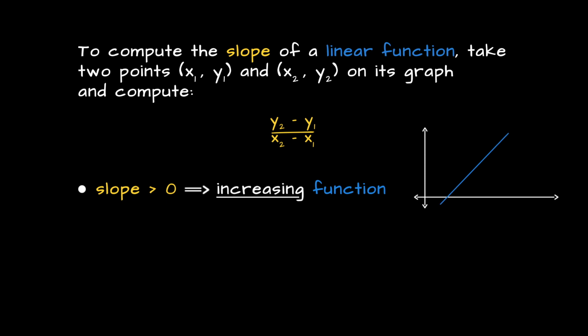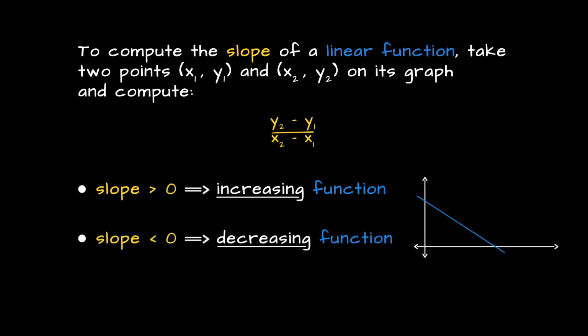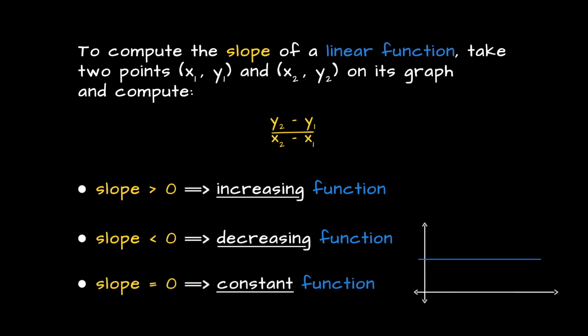If that slope is a positive number, then what it means geometrically is that the linear function is increasing. It goes up as you scan across the graph from left to right. On the other hand, if the slope is negative, then the function is decreasing. Its graph goes down as you scan across it from left to right. And finally, if the slope turns out to be 0, then it means that the linear function is just a constant function. So its graph is a horizontal line.